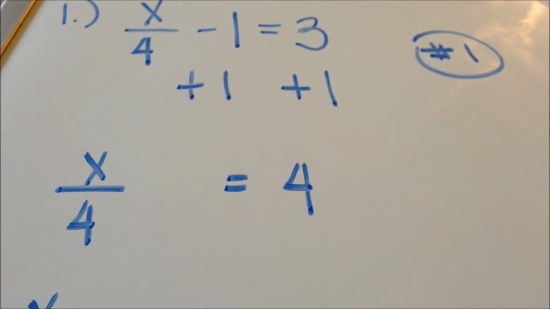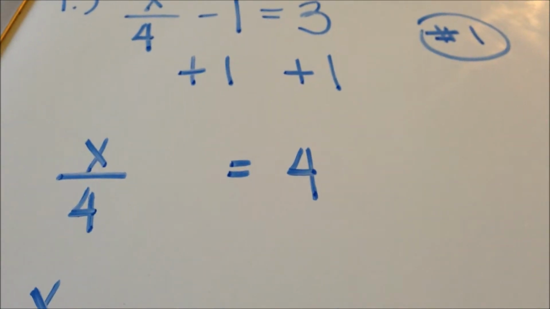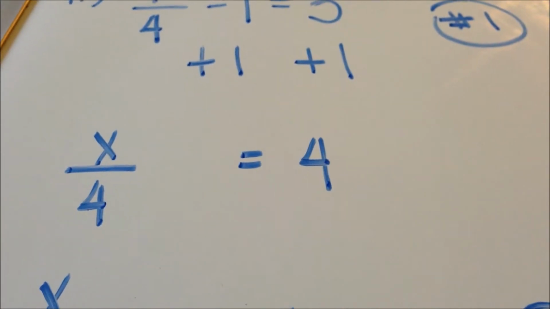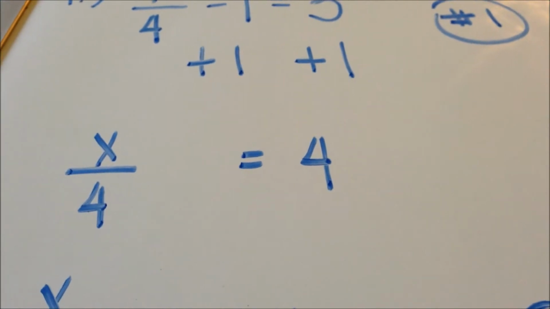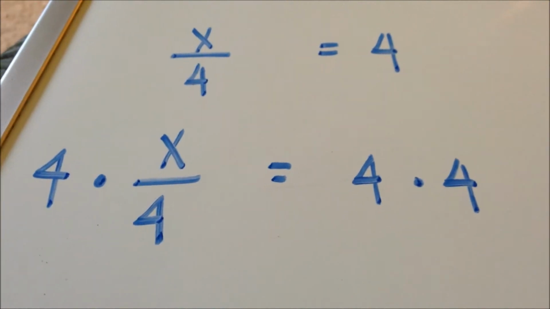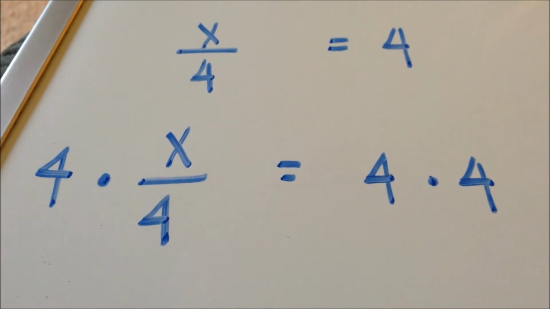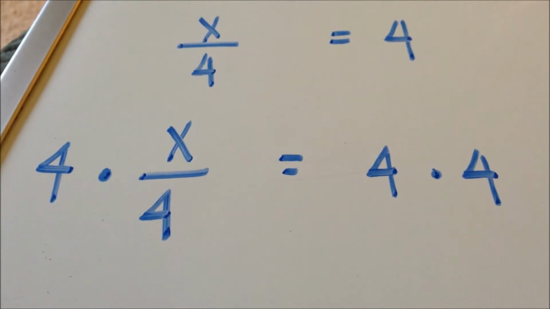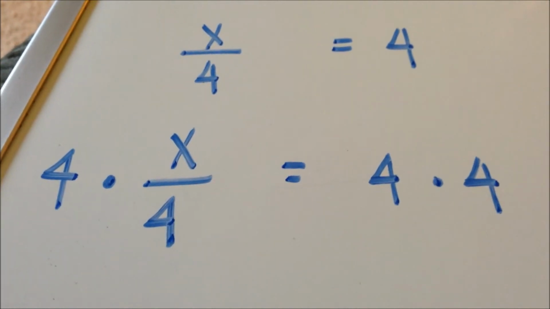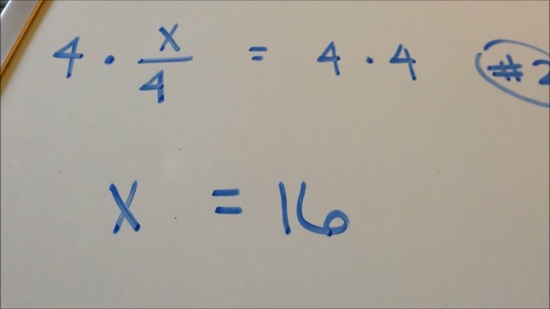The second step is to get rid of what's directly connected to x. That would be the 4. The x and the 4 are connected this time through division. So to get rid of the 4, we have to do the opposite operation. The opposite of division is multiplication. So what we're going to do is multiply both sides of the equal sign by 4. So 4 times x over 4 equals 4 times 4. What happens to the 4's on the left-hand side is that they cross-cancel. Or think of it as 4x over 4, which is really 1x. Our final answer is x equals 16.